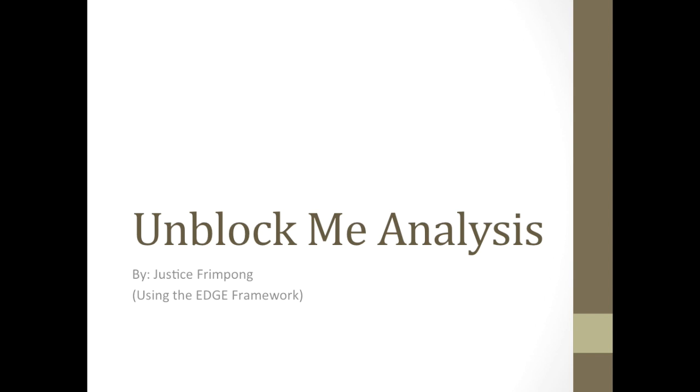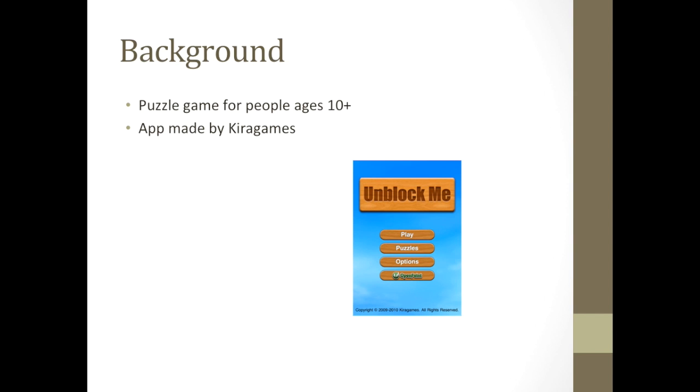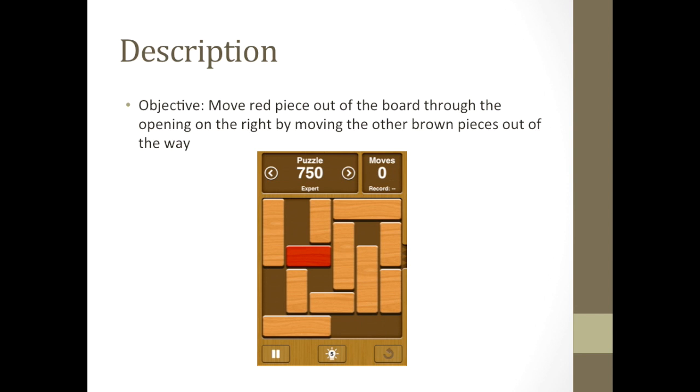the Edge framework. This puzzle was made by Kira Games for people ages 10 and up. The objective of the game is to move the red piece out of the board through the opening on the right by moving the other brown pieces out of the way on any given puzzle.